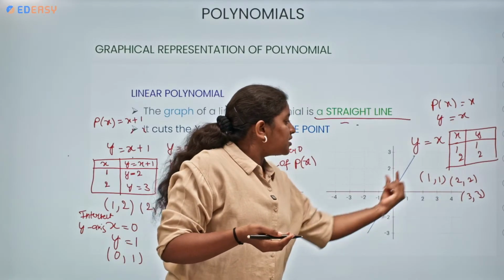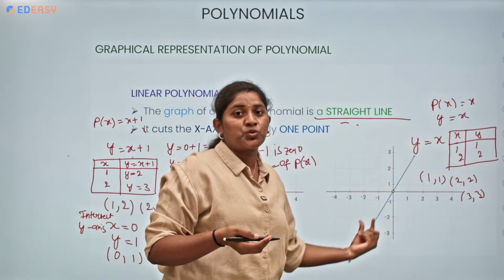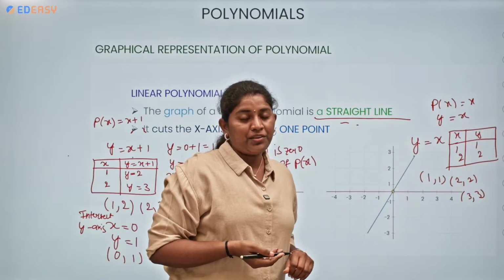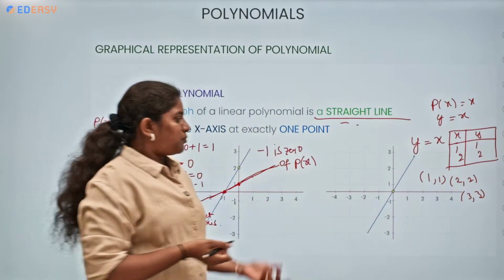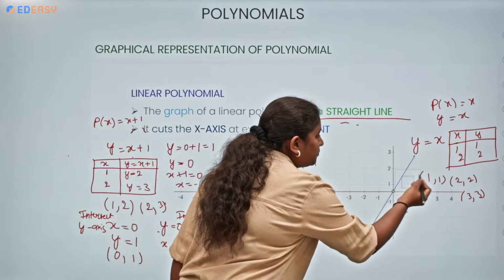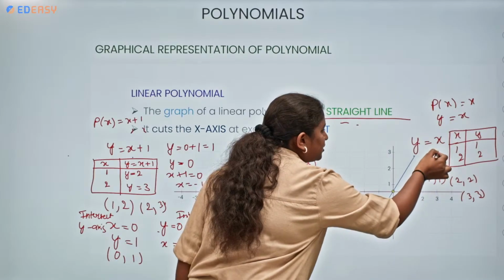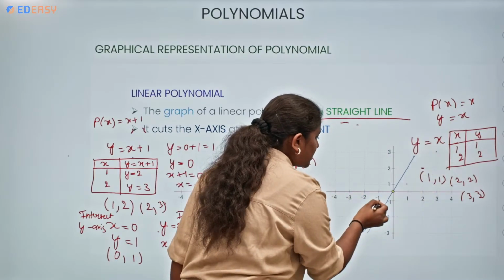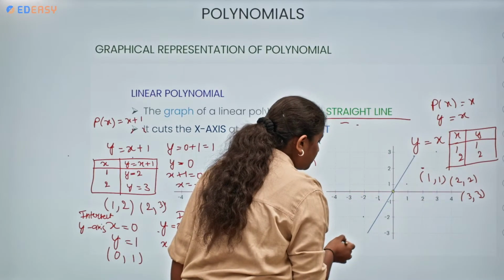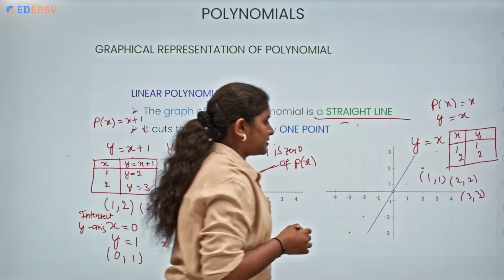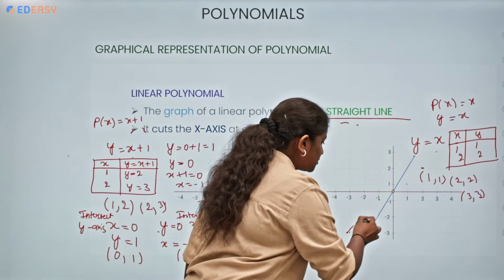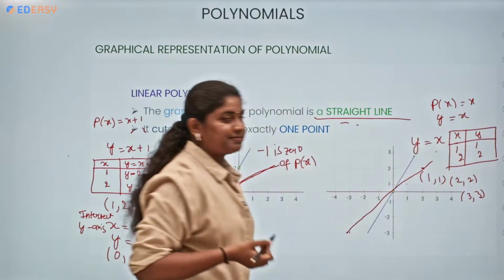then you can observe a straight line which is passing through the origin. Okay, so just plot them. 1 comma 1 will be here, and 2 comma 2 will be here, and 3 comma 3 will be here, and minus 1 comma minus 1, minus 2 comma minus 2, and minus 3 comma minus 3. Now try to plot them so that you will be getting a straight line.